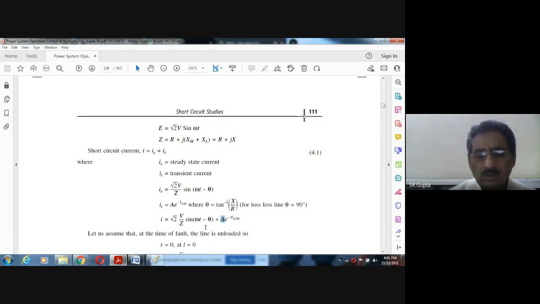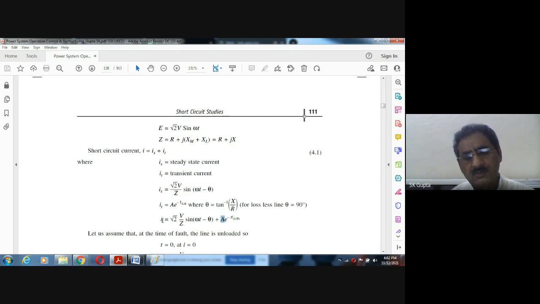But here we assume the load current equal to 0, because we are going to study the short circuit, which means fault current is very high in comparison to the normal current. Normal load current, say if it is 10 ampere, then fault current may be 150 ampere when the fault has occurred. So fault current is 10 to 15 times. In comparison to 10 to 15 times, load current is considered as equal to 0. Otherwise, load current is not 0. So we assumed in the beginning, load current is 0. Line is unloaded while the fault has occurred.